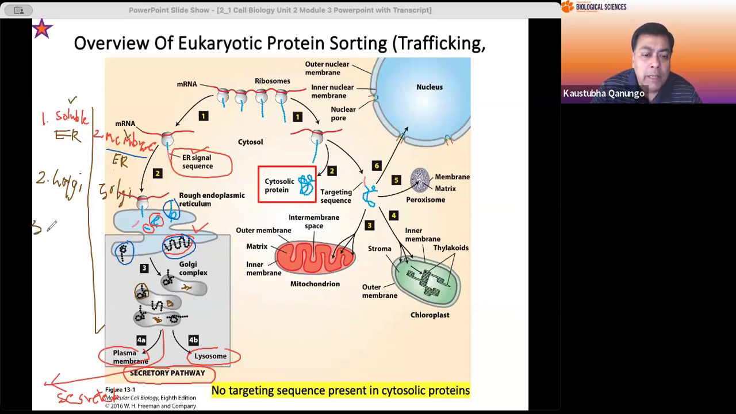Then number three, once they pass, the final destination of the ER soluble protein is the ER lumen, and ER membrane proteins are in the ER membrane. The final destination of Golgi soluble protein is the Golgi stack, particular stacks, different ones. And then the Golgi membrane is the final destination.